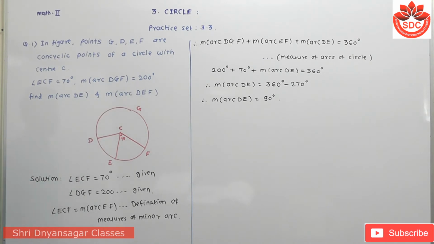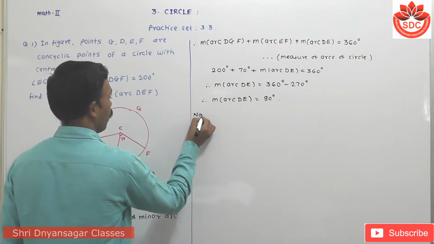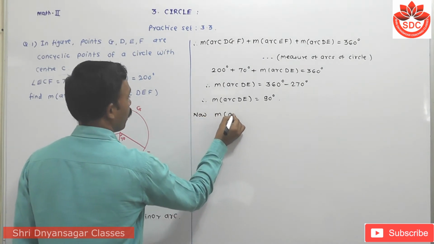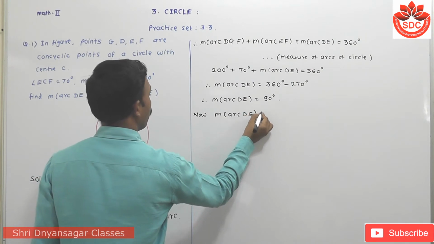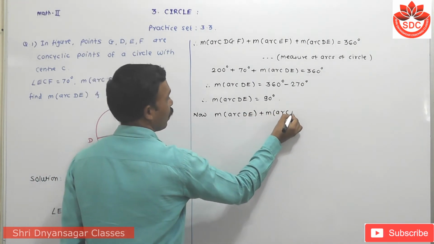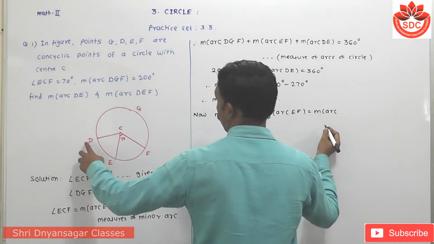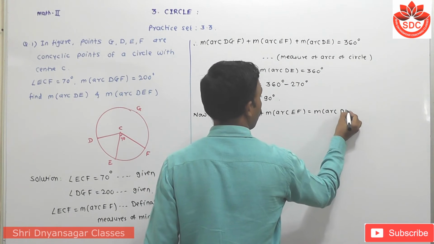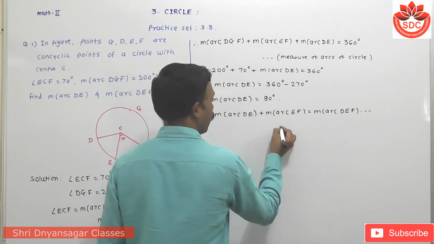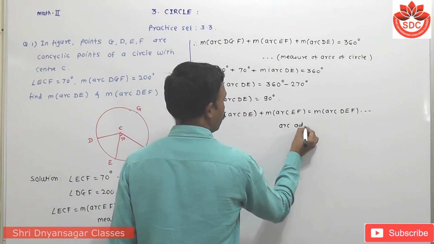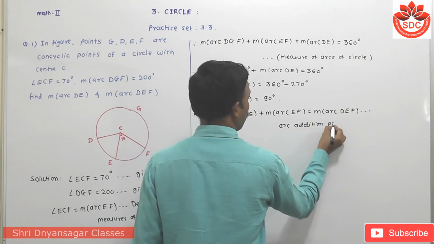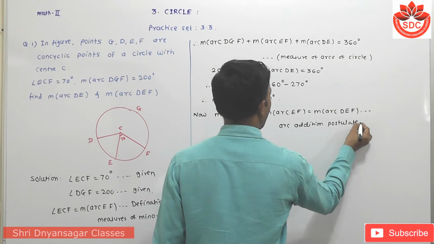Then for the second, we take here DEF. For this DEF, DE plus EF, by the arc addition axiom. So now measure of arc DE plus measure of arc EF is equal to measure of arc DEF. The reason is the arc addition postulate or axiom.